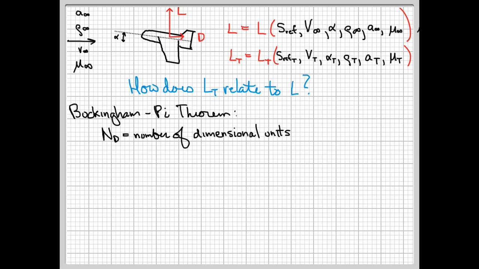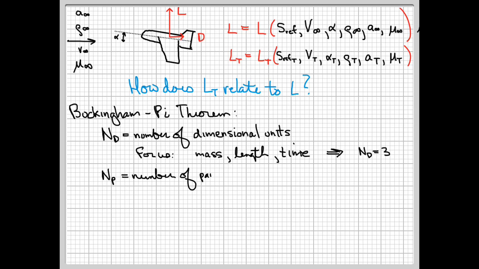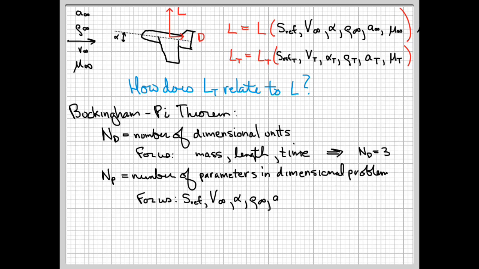Okay, and then the number of parameters that I have that are the input parameters, if you will, that will control the quantities I want to determine. I'm going to have 6 of those, right? The 6 that I've just listed here. So NP is the number of parameters in the problem. And for us, we're going to have these 6. So NP is equal to 6. Okay, and what Buckingham Pi says is that any non-dimensional quantity is determined by just NP minus ND non-dimensional parameters.